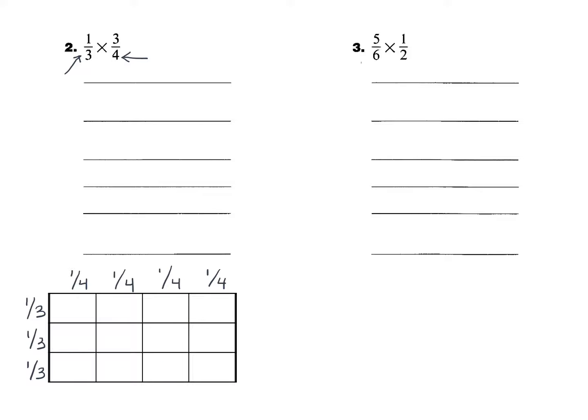All right, now we need to start shading in. My problem tells me that I have 1/3. So I'm going to shade in 1 row out of 3. My second fraction says I have 3/4, so I'm going to shade in 3 columns out of 4. And I'm going to do this in a different color. And where they overlap, in this case purple, would be my answer.